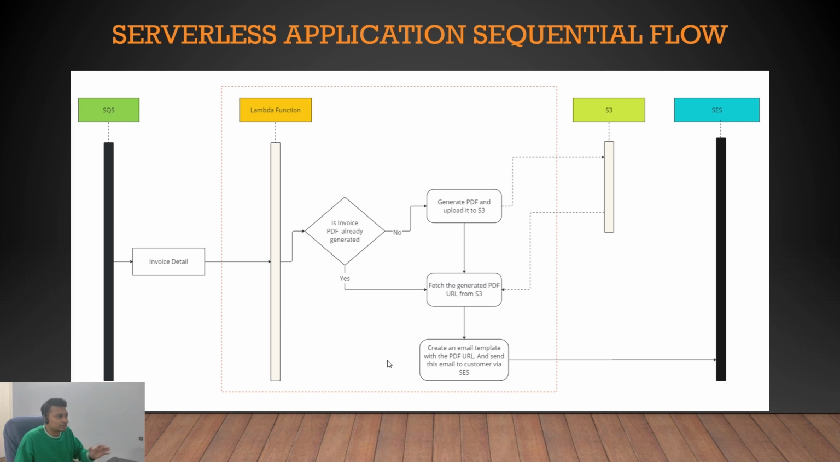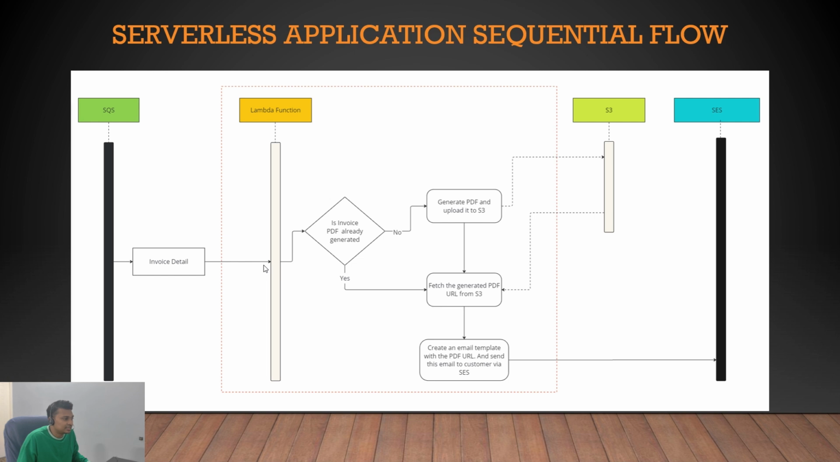So I already explained this in the technical design, but once again we will see the flow, so that once we develop the code, we can directly use this flow and write the piece of code there. We get the invoice detail from the web service to SQS, and the Lambda function reads that message from the queue here.